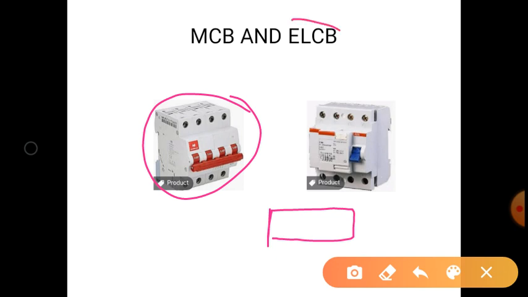And ELCB is nothing but earth leakage circuit breaker. The name itself indicates earth leakage. Whenever there is a leakage current flowing on the body of that appliance, there may be chances of the operator getting a shock. In order to prevent that leakage current, the ELCB is used here.